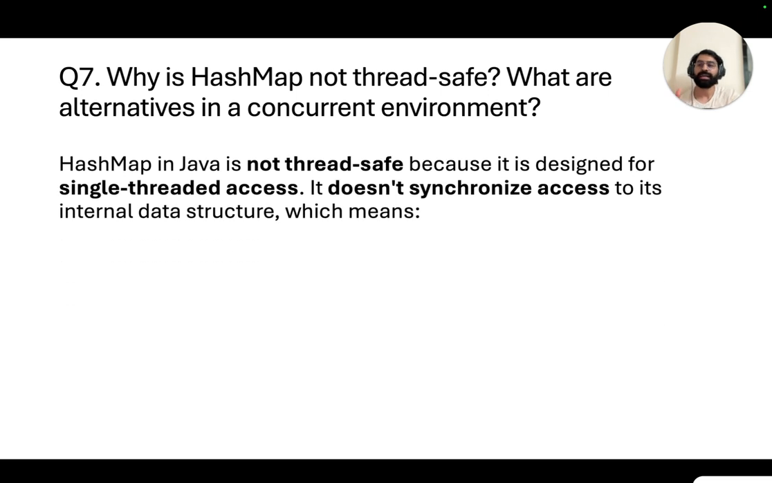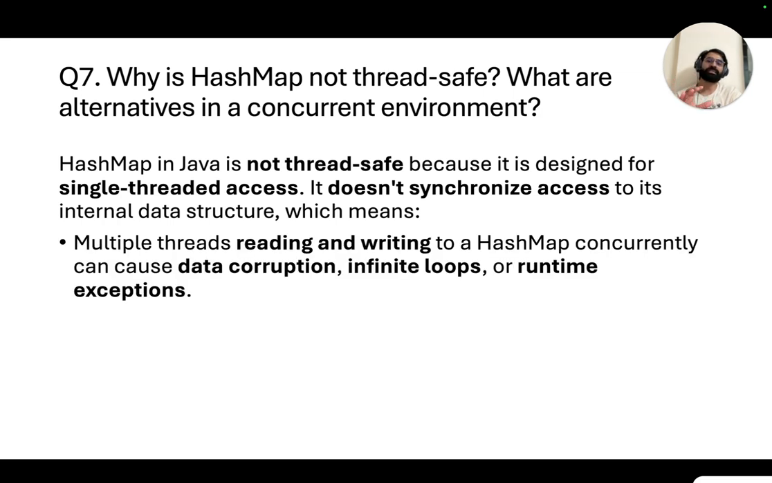Okay, so the answer is that HashMap in Java is not thread safe because it is designed for single threaded access, and it doesn't synchronize access to its internal data structure, which means that multiple threads reading and writing to a HashMap concurrently can cause data corruption, infinite loop, and runtime exception. That's why HashMap should be used in a single threaded environment only. You cannot use HashMap in a multi-threaded environment, because data corruption can come, an infinite loop can happen, and a runtime exception may come.